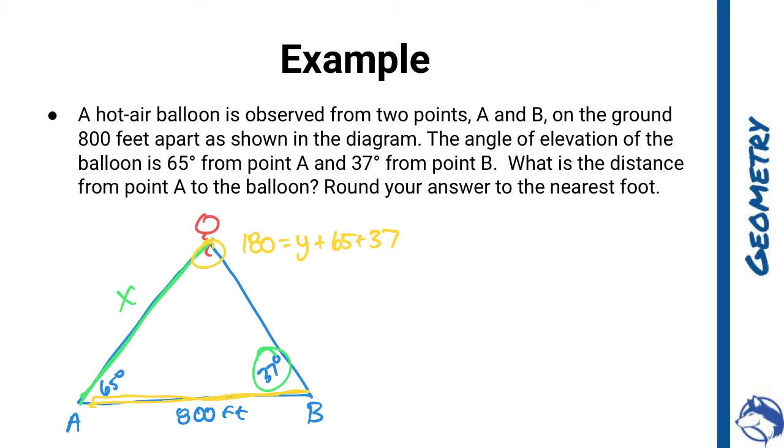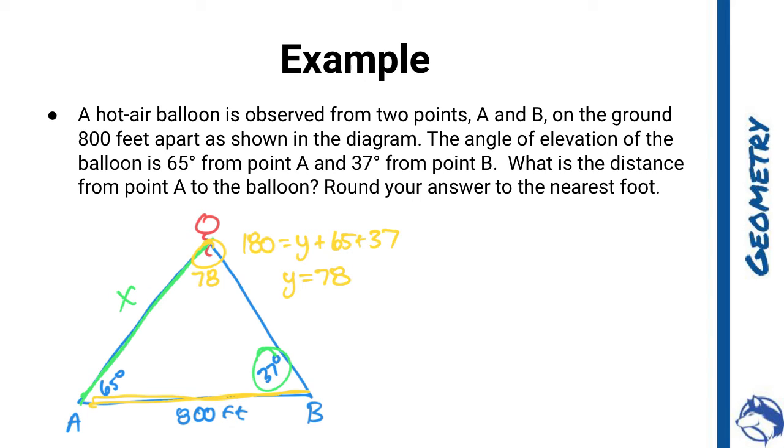So when I do that, I'm going to do 180 minus 37 minus 65, and I get 78 for y. So I'm going to go ahead and write in 78 there.